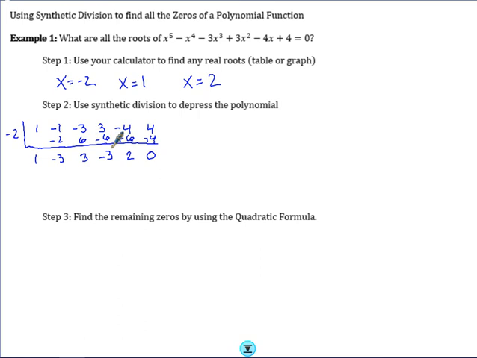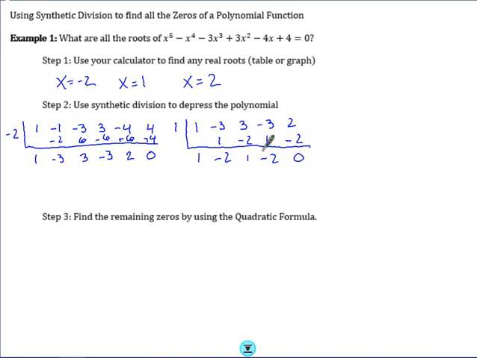So I'm going to take my answer. Alright, so 1, negative 3, 3, negative 3, 2, and now I don't need that 0. And now I'm going to factor out this root, this 1. Alright, so bring my 1 down, times 1 is 1. Those add to negative 2, times 1 is negative 2. That adds to positive 1, times 1 is 1. That gives me negative 2, times 1 is negative 2, and that's 0.